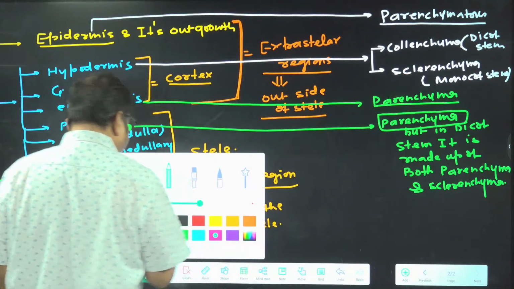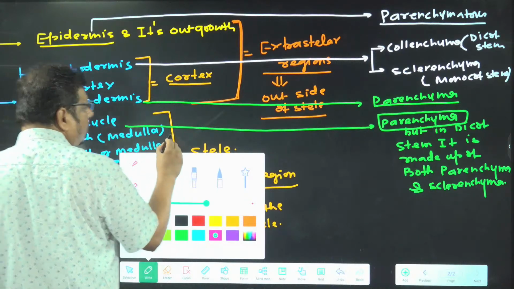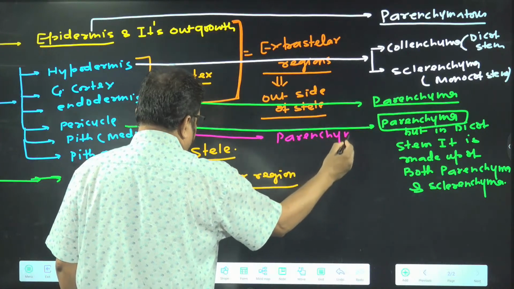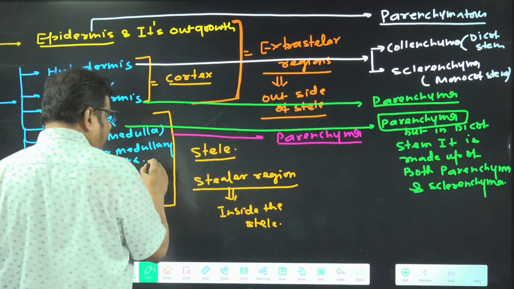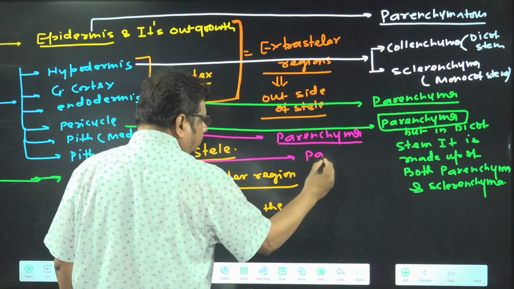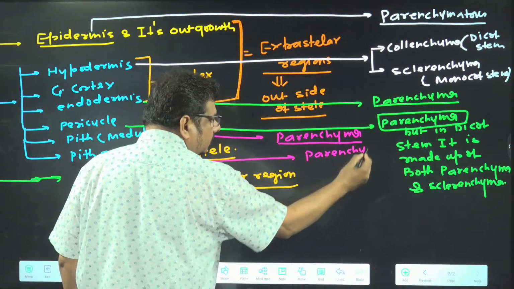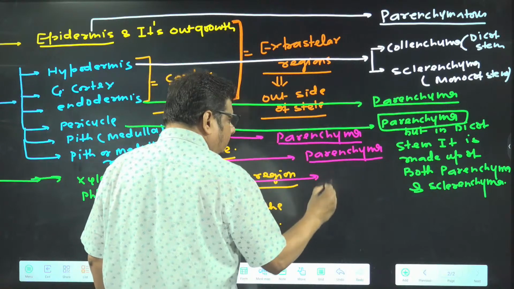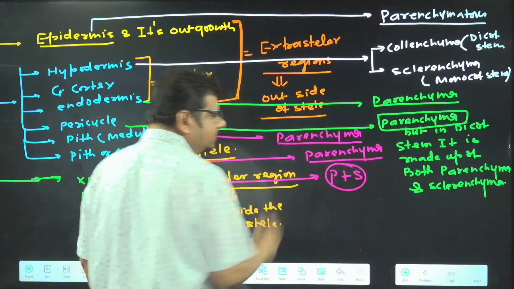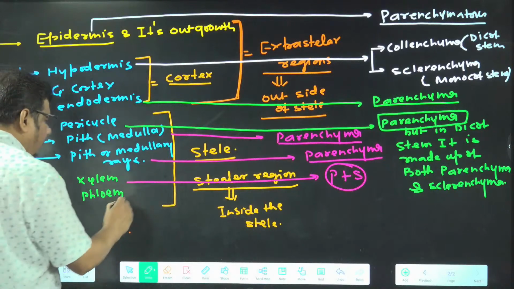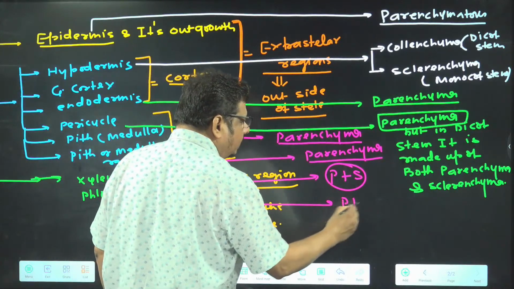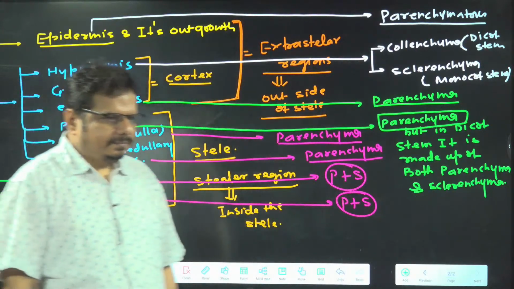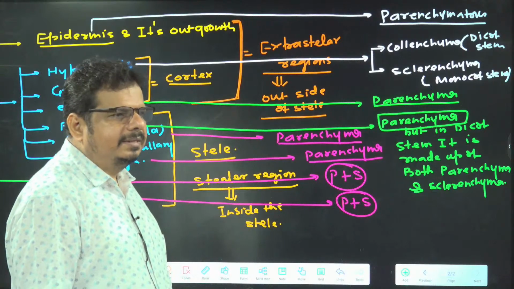Now we are coming to the pith. Pith, or medulla, is made up of which one? Parenchyma. Pith ray is also made up of which one? Parenchyma. Xylem is made up of which one? Parenchyma plus sclerenchyma. Right? Phloem is also made up of which one? Parenchyma plus sclerenchyma. Got the idea? Is it clear?